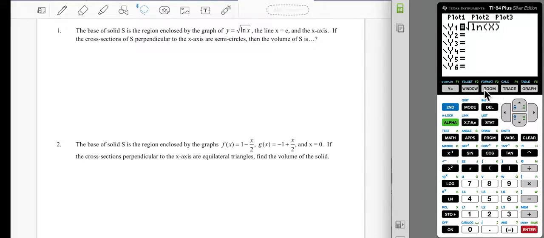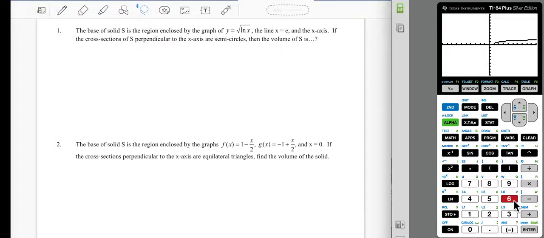So let's take a look at the picture. I'm going to just draw a quick perspective drawing. Draw a perspective drawing, that's fun. So something like this.